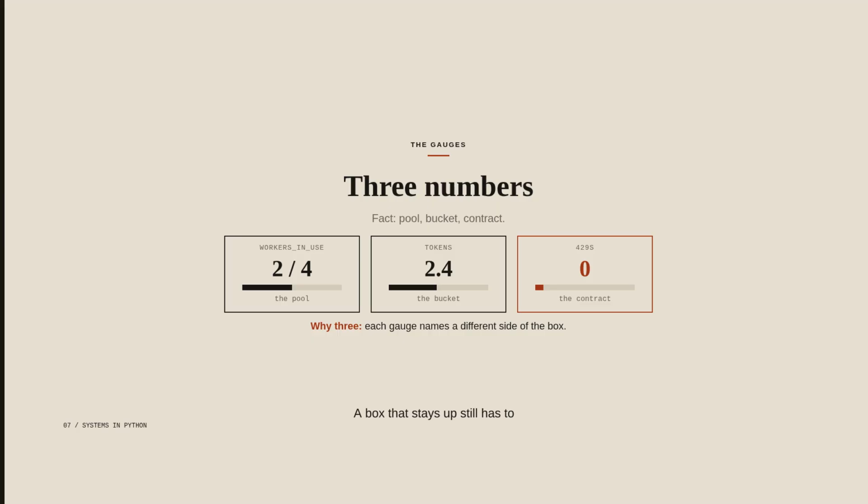A box that stays up still has to show us whether the contract is holding. Workers in use, tokens left, and the 429 count are the 3 gauges. Workers at 4 means the pool is full. Tokens at 0 means the ceiling is in force. 429s climbing with workers below 4 means the limiter is doing the shedding.